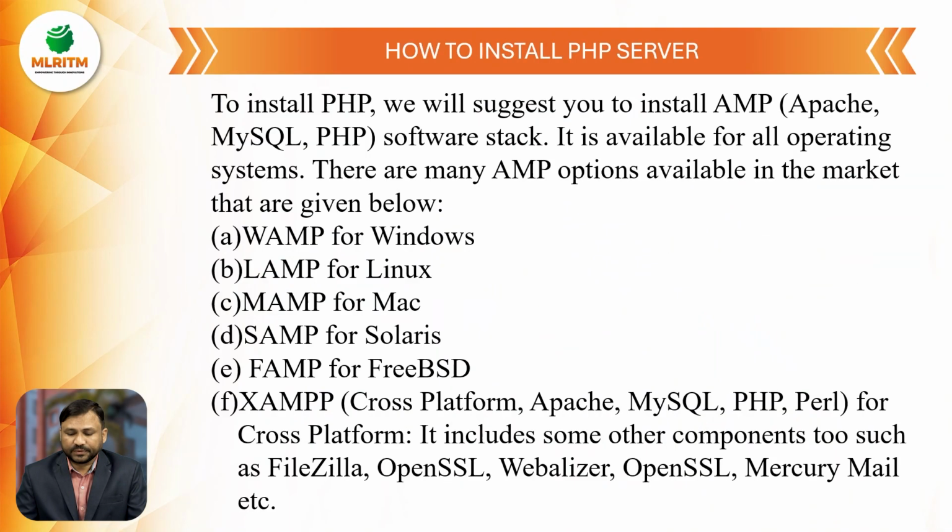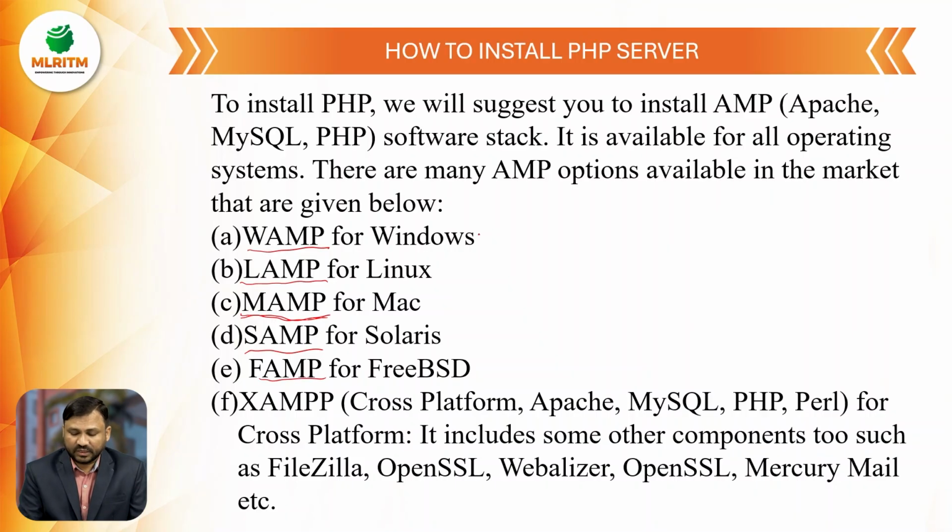Now we'll see how to install the PHP server. To install, we suggest you install the AMP, that is Apache, MySQL and PHP. So mostly it is used. Nowadays there are some AMP options available in the market depending on the operating system. For the Windows machine we have WAMP, and for the Linux operating system we have LAMP. For Mac, like Apple OS, we have MAMP. For Solaris we have SAMP. For FreeBSD, FAMP.